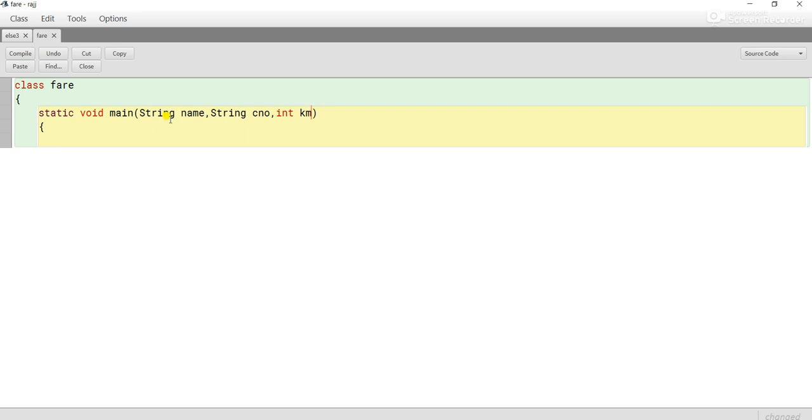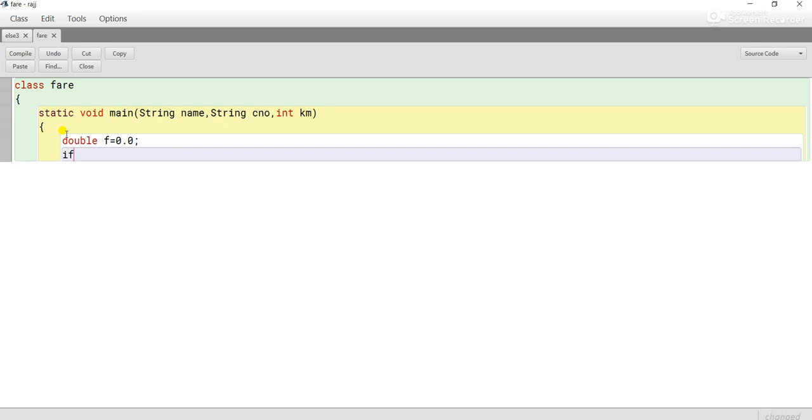So after inputting the name of the customer, cab number and number of kilometers, now we start to calculate the fare to pay. Generally fare comes in decimal form also, so that's why I'm giving a double data type variable. I'm giving f is equal to the initial value of double, 0.0. Now apply the first condition.